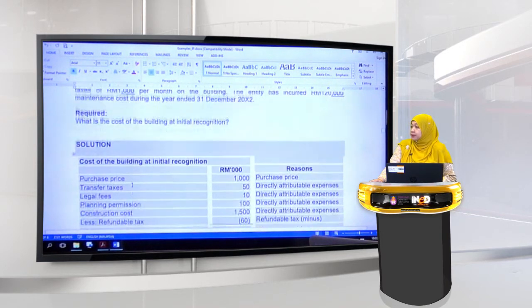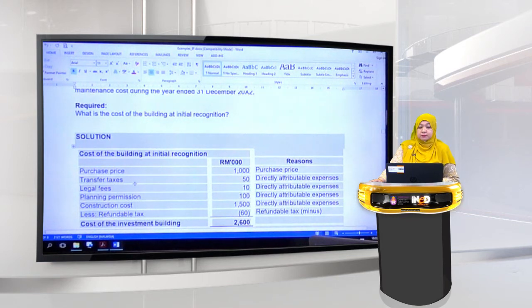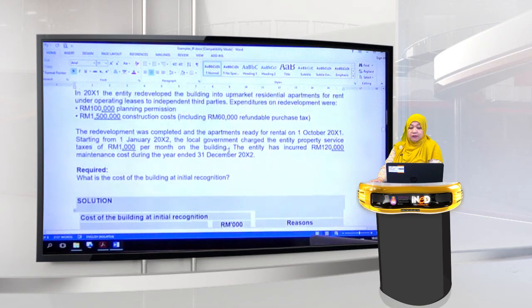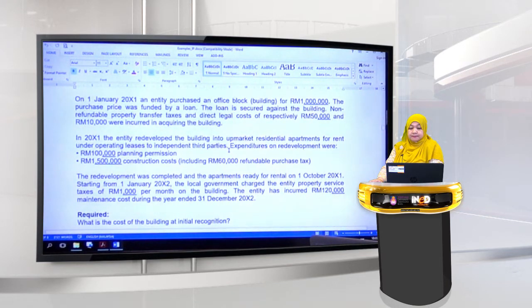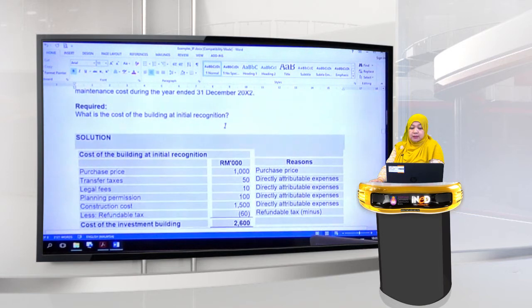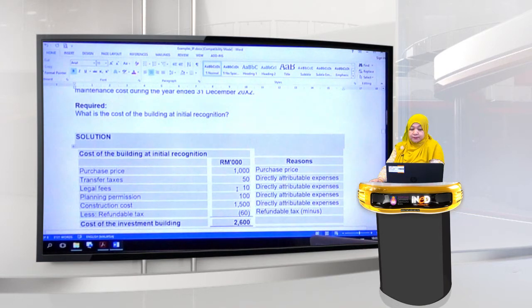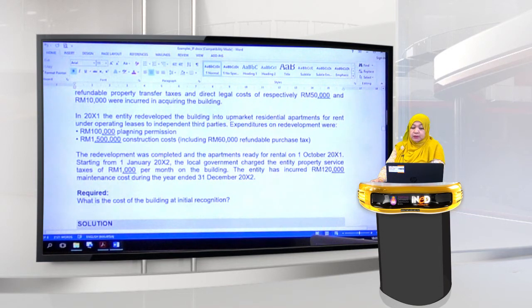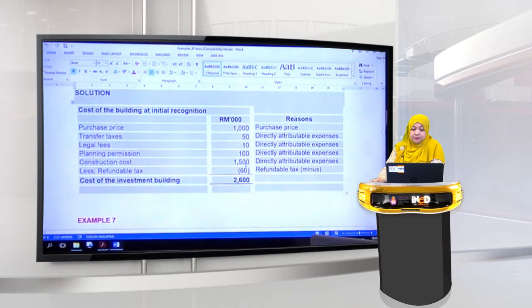So what is the cost of the building at initial recognition? The cost of building at initial recognition is 1 million, and then we have transfer tax of 50,000, and then direct legal cost of 10,000. And we have planning permission on the redevelopment cost 100,000 and 1.5 million, and then we have refundable tax 60,000. So the total cost of the investment building is 2.6 million.